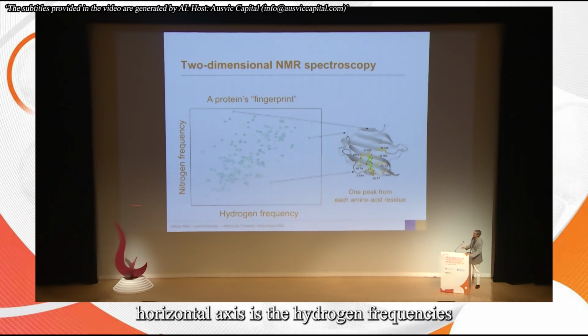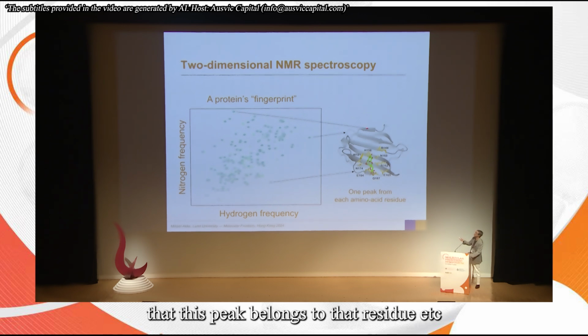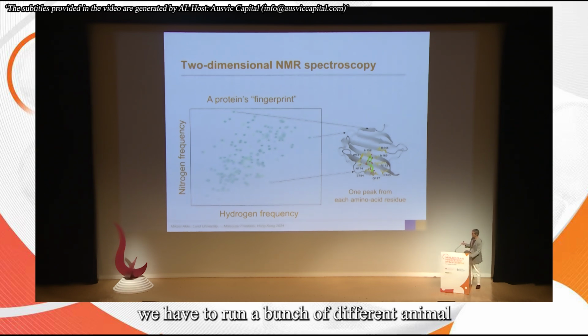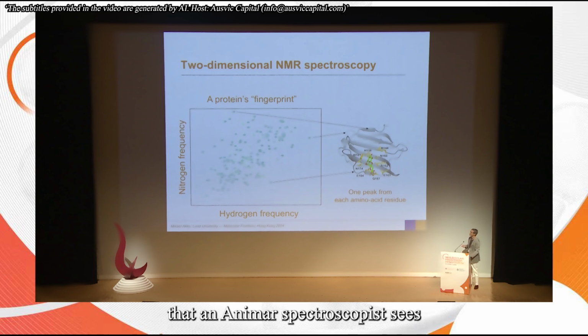So here on the horizontal axis are the hydrogen frequencies, and the vertical is nitrogen frequencies. And each peak here represents one backbone amide, just like I showed on the previous slide, for one particular residue in the protein. So each of these, we can then work out that this peak belongs to that residue, etc. It takes a little work. We have to run a bunch of different NMR experiments, but we can tell which one belongs to which here. So this is basically a fingerprint of the protein that an NMR spectroscopist sees.